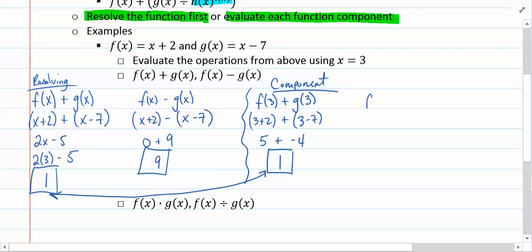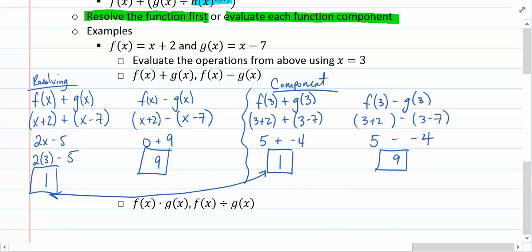For the subtraction, I would need f of 3 minus g of 3. F of 3 is 3 plus 2, minus g of 3. G of 3 is 3 minus 7. 5 minus negative 4 is equal to 9. The exact same answer that we saw before when we resolved the function.